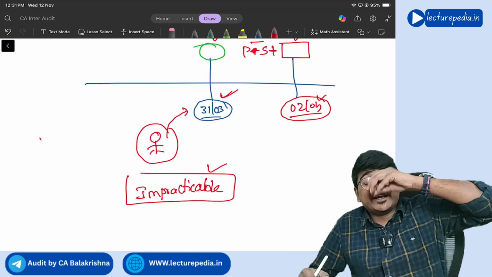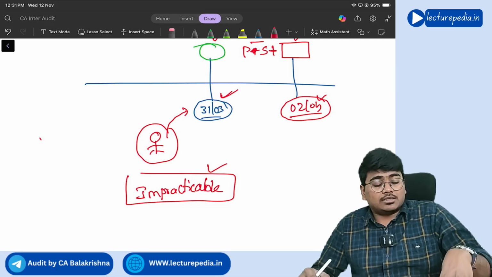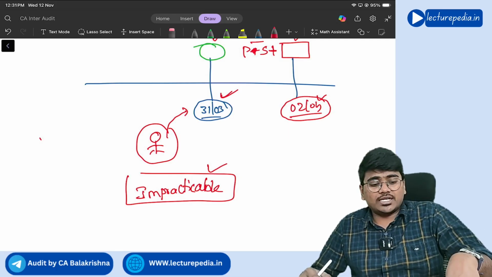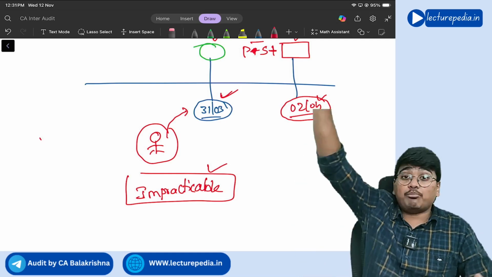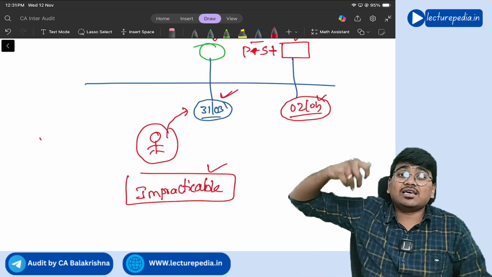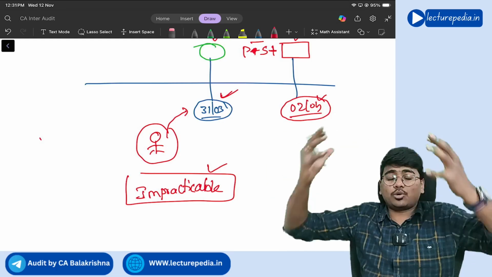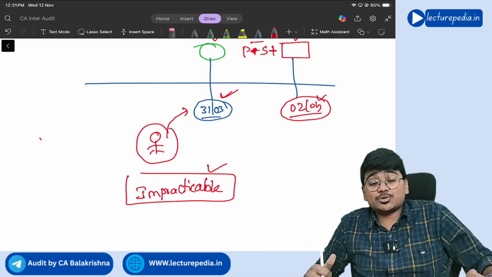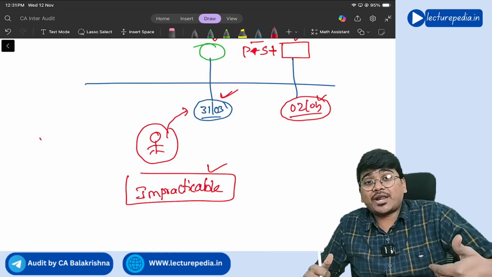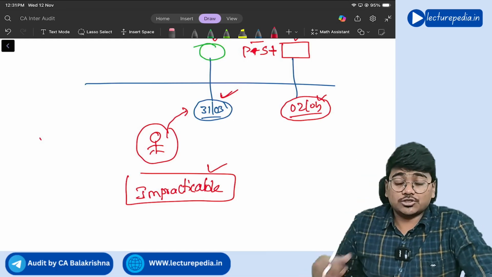Impracticable means it is not at all possible, like that inventory is located beneath the earth, or that inventory is located in the borders where there is a threat, okay, army threat is there. If the auditor goes there, his life is under threat. So in such situations it is completely impracticable to attend physically at that location, correct? So this is the third situation.